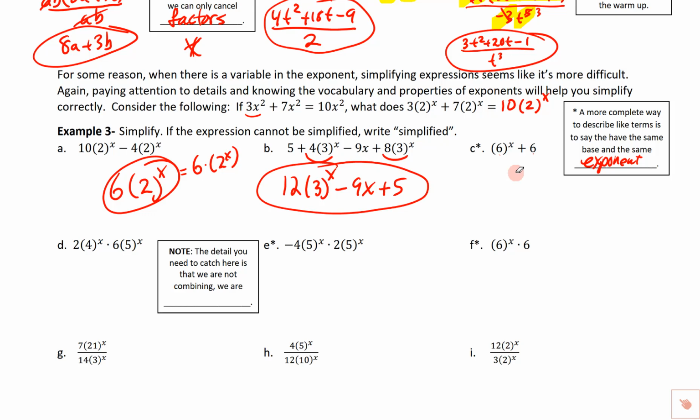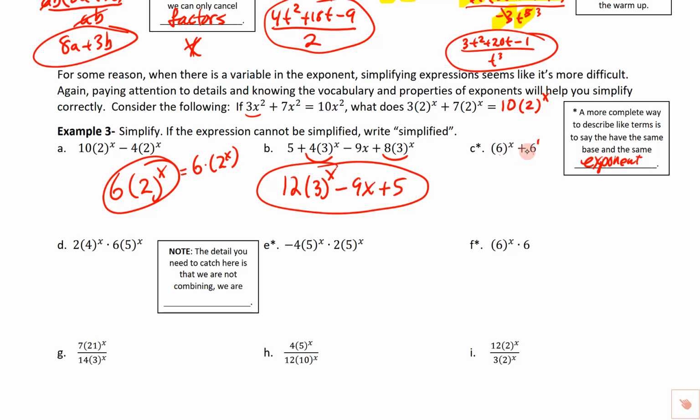So this next one's kind of interesting. We've got 6 to the x plus 6. Now, people will look at this and go, gosh, they've both got 6's. There ought to be some way to put this together. But remember, this right here is just a constant. And if we were to put an exponent on it, it would have to have an exponent of 1. So if we look at it in terms of this description of like terms, they both have a base of 6, but this has an exponent of x, and this has an exponent of 1.